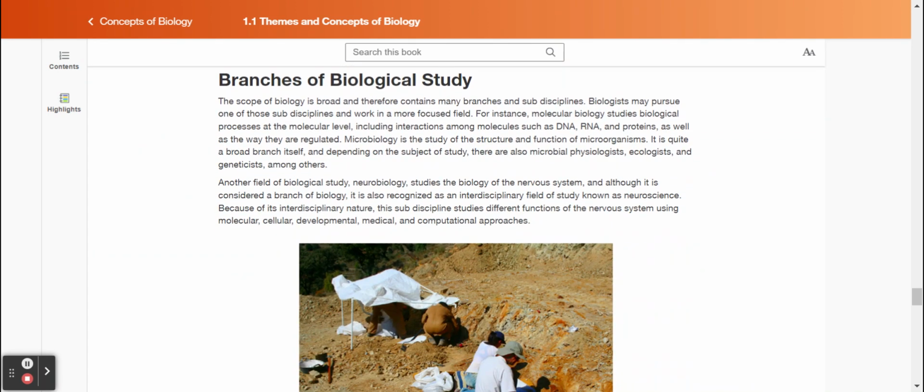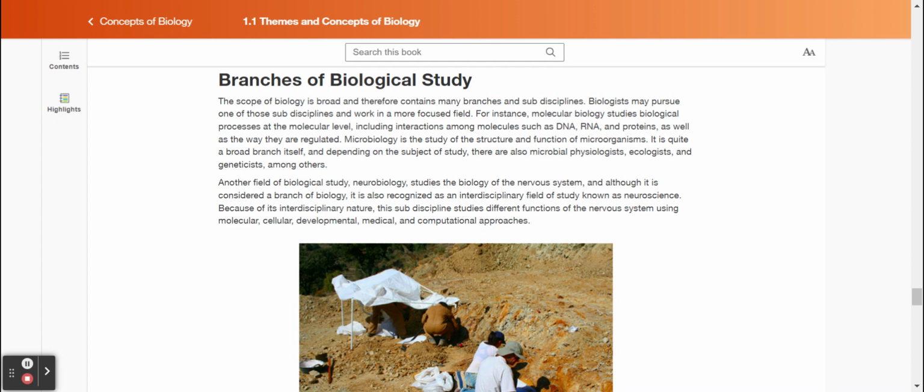Branches of biological study. The scope of biology is broad and therefore contains many branches and subdisciplines. Biologists may pursue one of those subdisciplines and work in a more focused field. For instance, molecular biology studies biological processes at the molecular level, including interactions among molecules such as DNA, RNA, and proteins, as well as the way they are regulated.